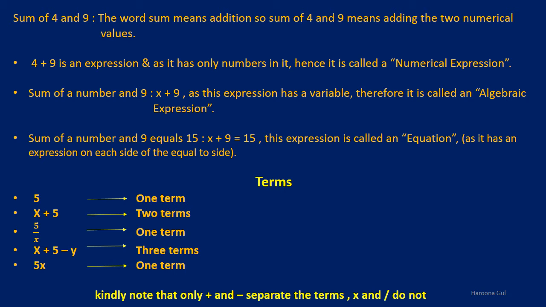Now, when we talk about terms, we must know that addition and subtraction signs separate the terms, while multiplication and division do not. Like x plus 5 are two terms, while 5 over x is one term. Let's move on to our second slide.